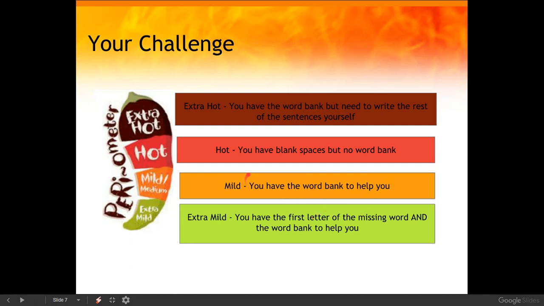If you think that one's a bit too simple, you can move on to something a bit hotter. You've got blank spaces, but no word bank, so you need to try and come up with the keywords on your own. And finally, if you fancy a huge challenge, you've got one which is completely blank. You've got the word bank, but you need to write the rest of the sentences in yourself. So you can pick which one of those you would like to do.